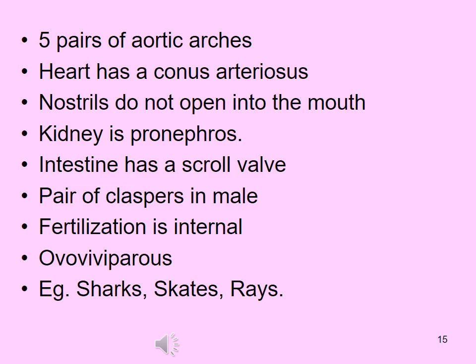Chondrichthyes have 5 pairs of aortic arches, and the heart has the conus arteriosus. The nostrils do not open into the mouth, and the kidney is of pronephros type. The kidney has a scroll valve, and there is a pair of claspers in the male. The fertilization is internal, hence the development is ovoviviparous. The examples are sharks, skates, and the rays.